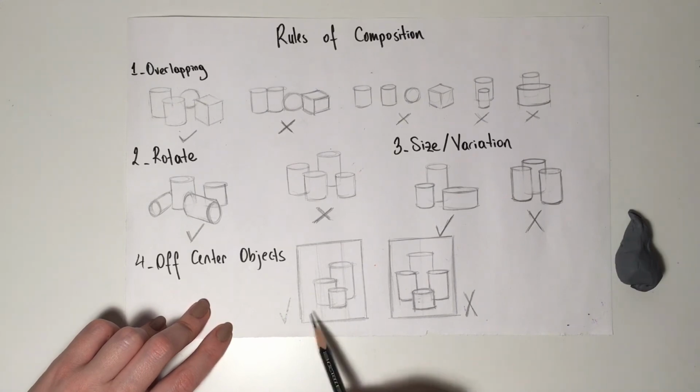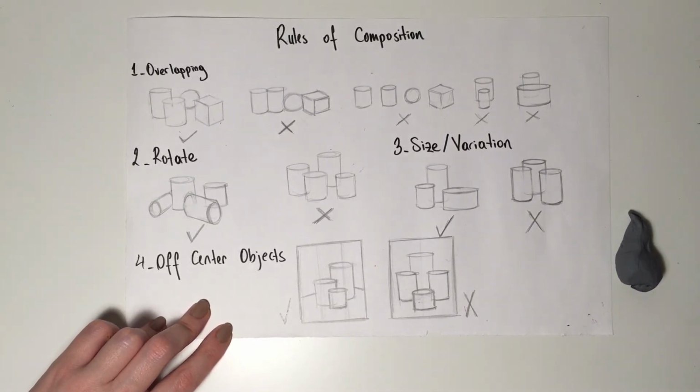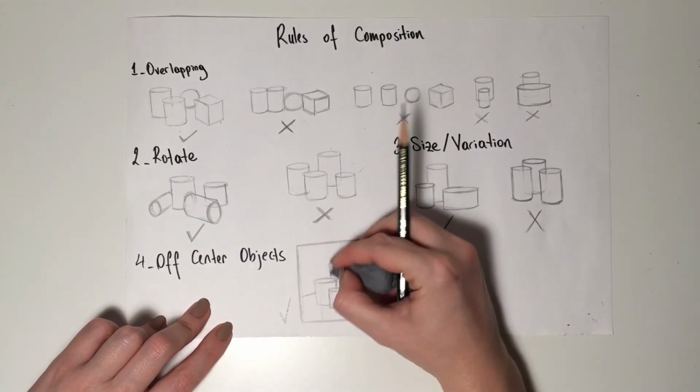And lastly, you can add a line to create something like a table. This will help your objects look like they're sitting somewhere, not just floating in the air.